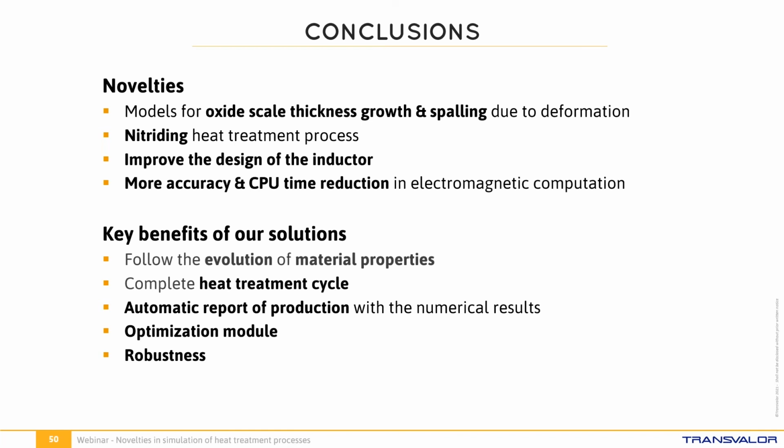Thanks to our solution, you can follow the evolution of material properties through simulations. Our solutions allow the definition of a complete heat treatment cycle by controlling the different heat treatment operations. It is possible to generate a production report with numerical results such as temperature evolution, heat affected zone, and phase transformation. Our solution integrates an optimization model. SIMHEAT and Forge have the same strong and robust solver.